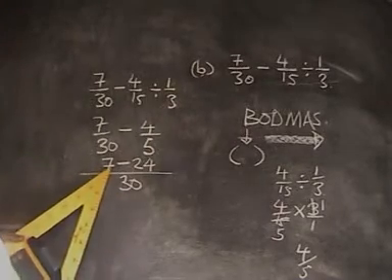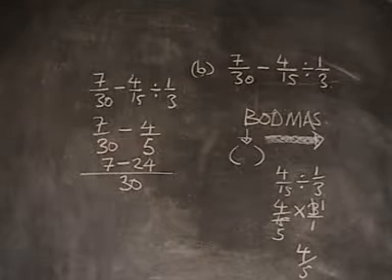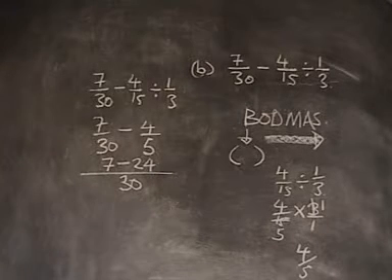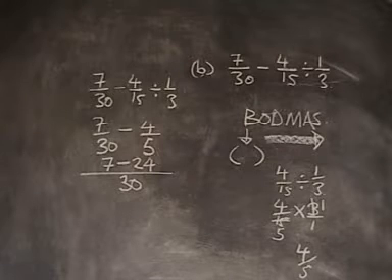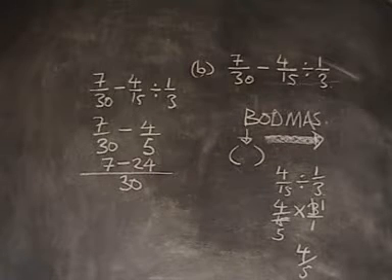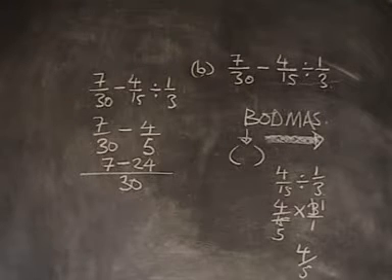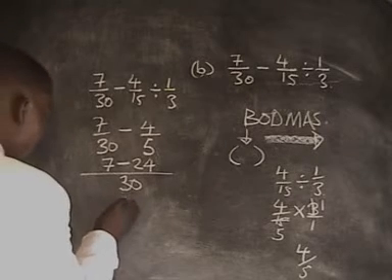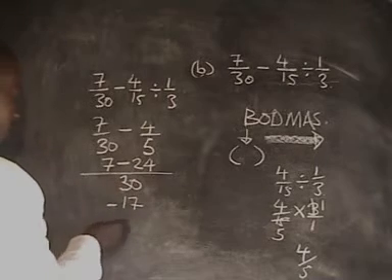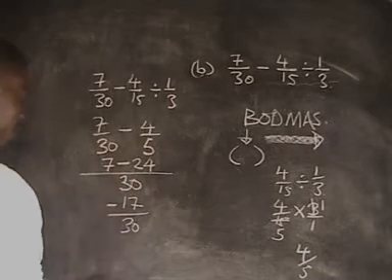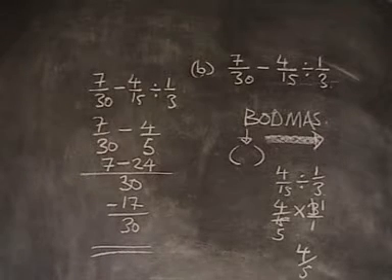So as you can see, 7 minus 24. What can be the difference between 7 and 24? This is going to be 17, which is a negative. It is this 24 which has subtracted the 7, negative 17 over 30. I'm sure that is understood.